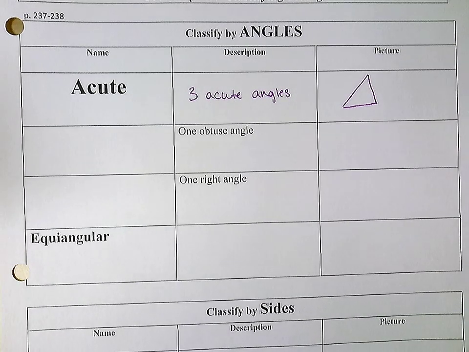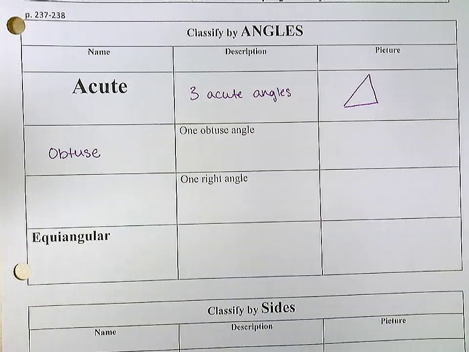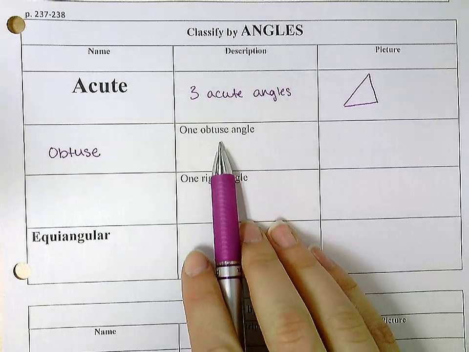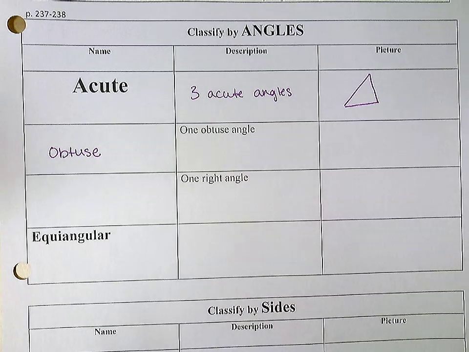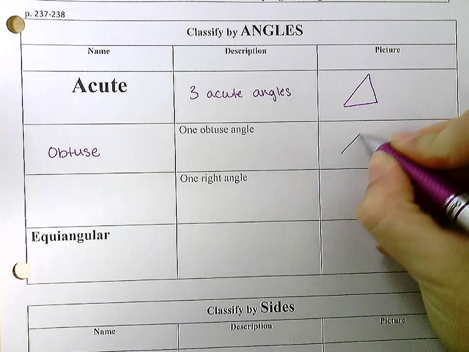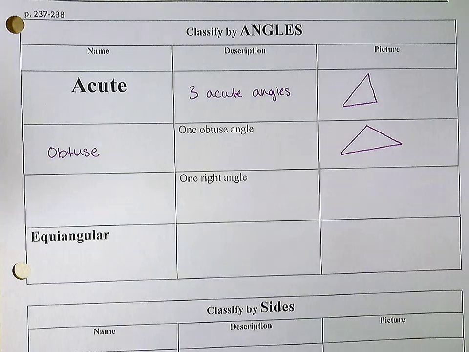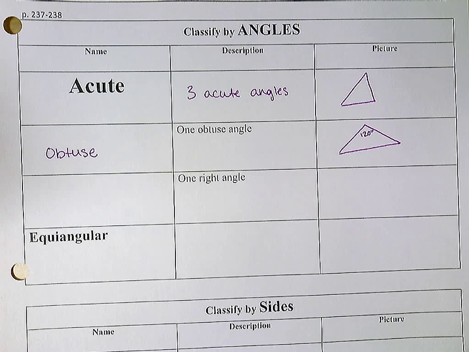Our next type of triangle is an obtuse triangle. In an obtuse triangle, you have 1 obtuse angle. Not all 3, one obtuse angle. That is greater than 90 degrees. So a picture of that would be like this. And I could even label it, say that angle is 120 degrees. It is greater than 90, so that would be an obtuse triangle.